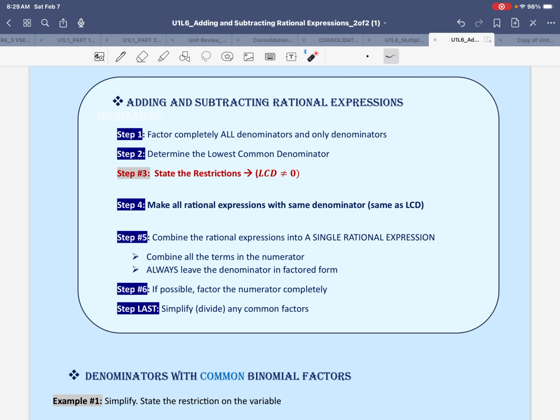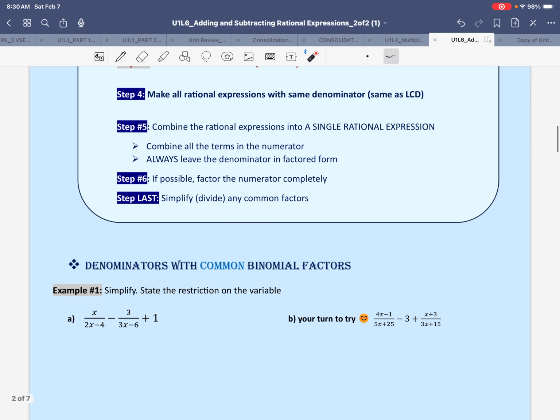And then we have to make all rational expressions with the same denominator, so they are prepared and ready to add and subtract. Then we combine the rational expressions into a single rational expression. Then we want to factor the numerator to see if we can simplify the final expression a little bit more, and simplify at the end. So let's take a look at an example.